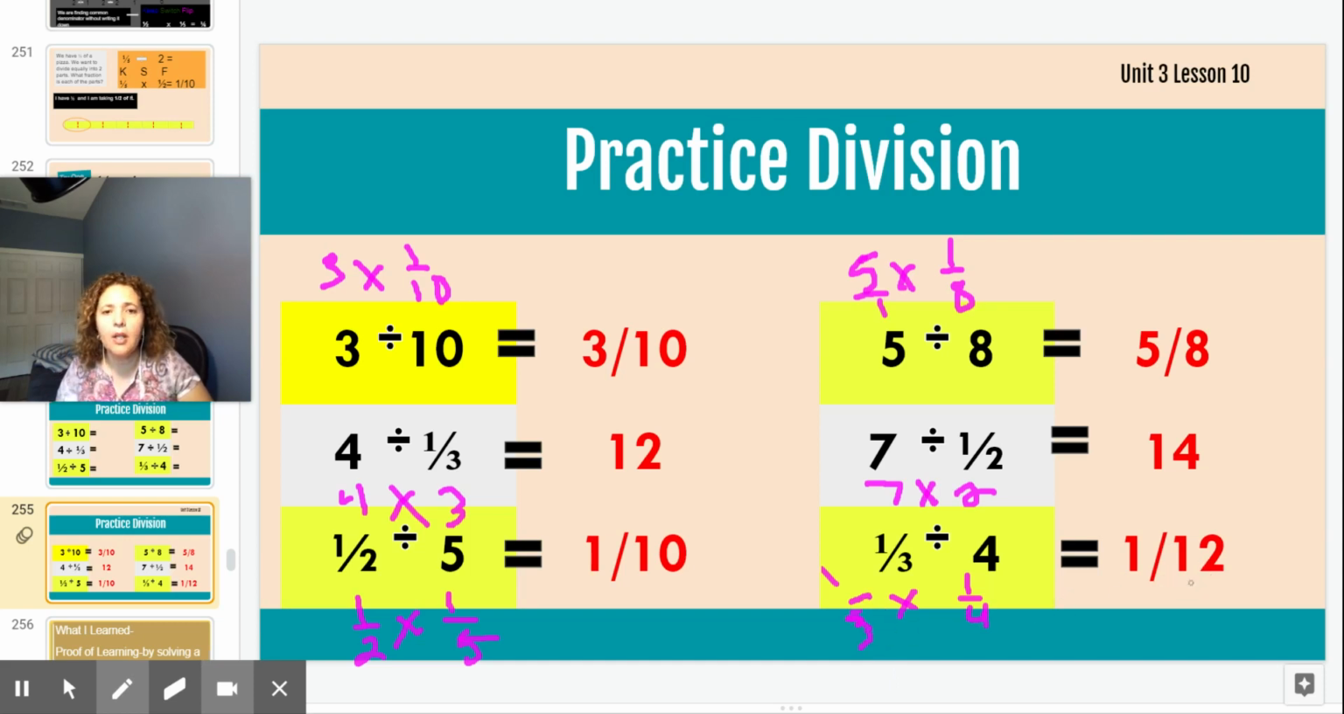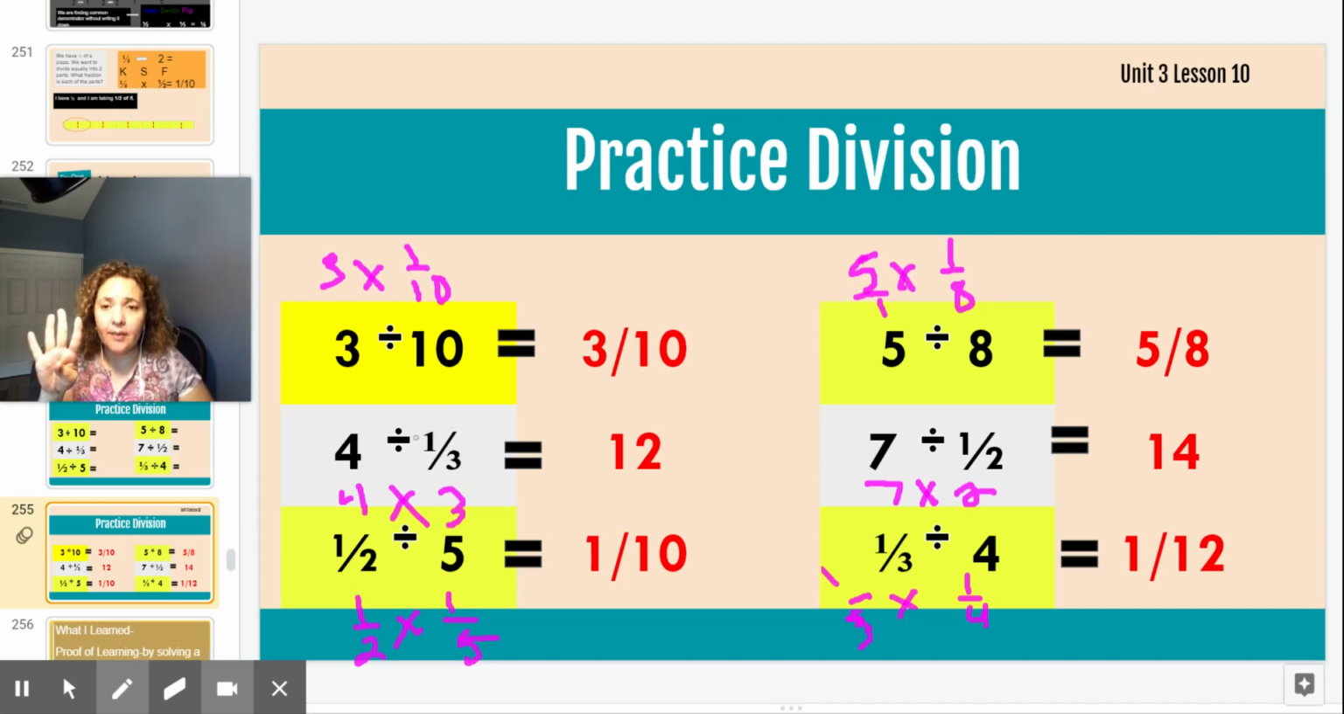Okay. So what I want you to notice too, right? When I have a smaller number divided by a bigger number, it gets smaller, right? Because I have 3 things and I'm dividing it into 10, right? If I only have 3 and I'm dividing it into 10, it has to get smaller, right? Because there's only 3 and I'm sharing with 10, so it's got to get smaller. So it gives me 3/10. Each person will get what? 3/10 of it.